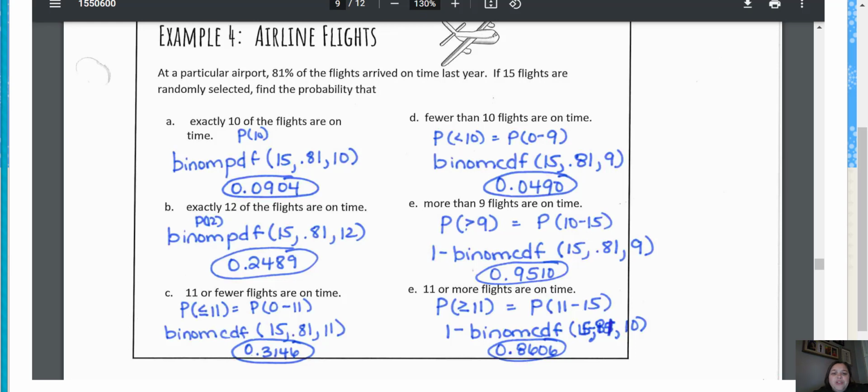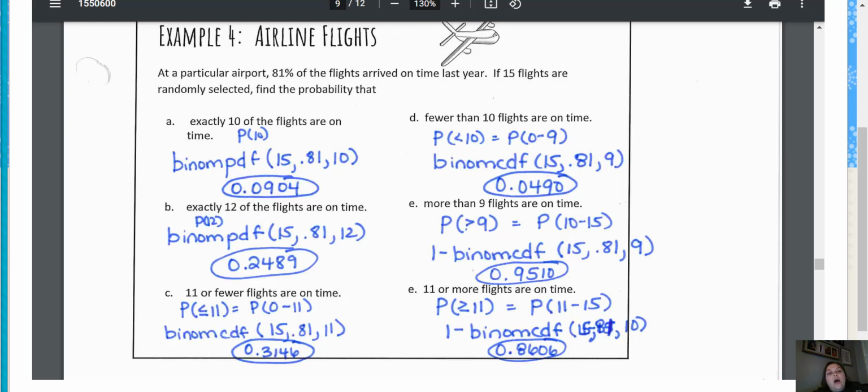So just to remind you, a binomial probability is one involving an experiment where there's a fixed number of trials. There's only two outcomes. One's a success, one's a failure. The probability of a success is the same for every trial, and the trials are independent.